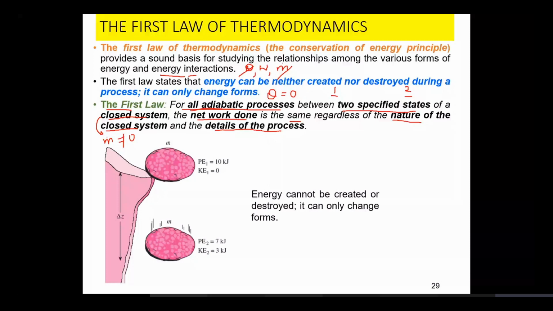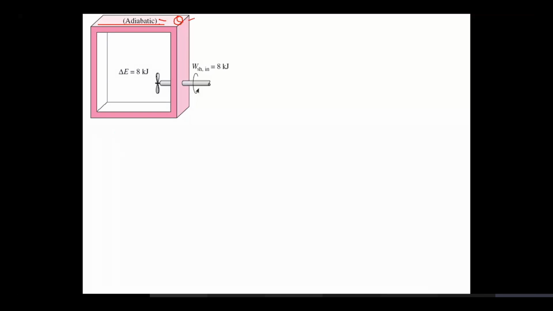Yes, sir. So let's see what is meant by the details of the process. Let's say I have an adiabatic room. Adiabatic room means that the Q or heat transfer is zero. And I am talking about a closed container. That means mass flow rate is zero. So it's a system which can have energy interaction only in the form of work. Is it so? Yes, sir.